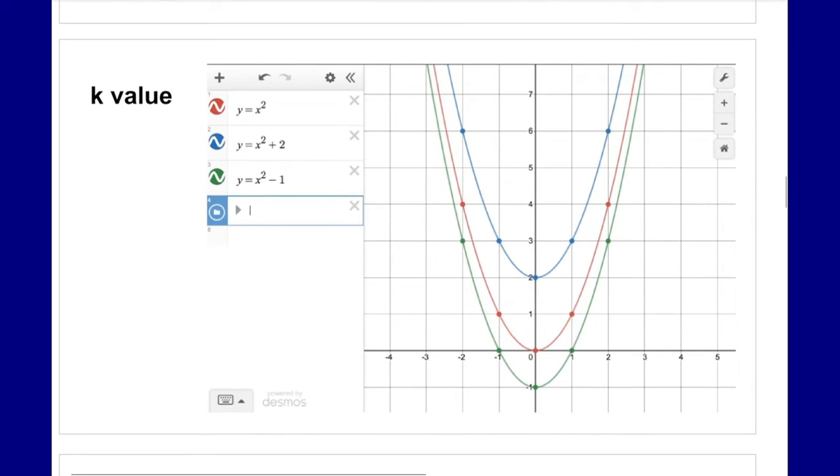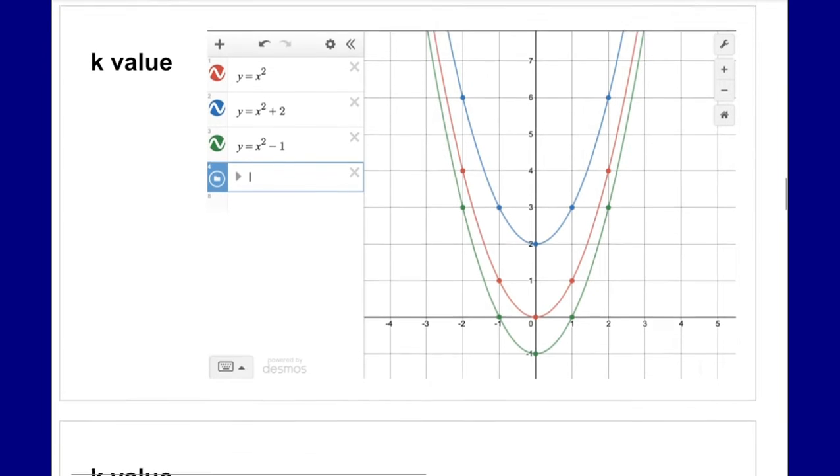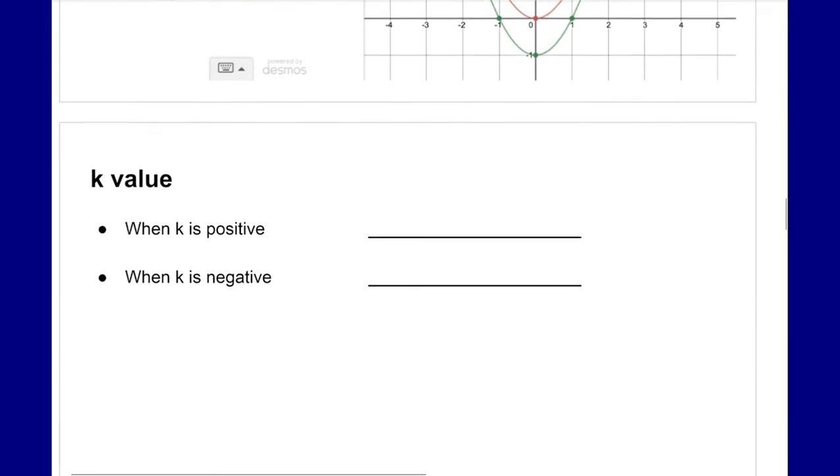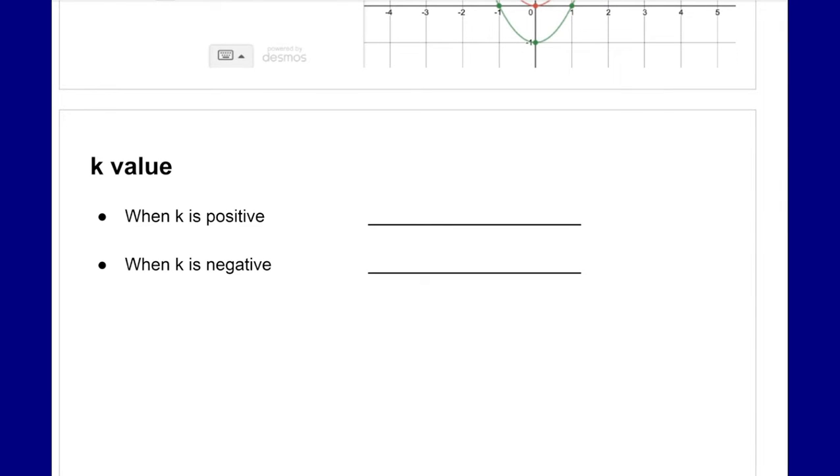If we look at the k value, again, the red graph is our original graph. We can see how the blue and the green one have changed. Again, this one should be a little bit more obvious than some of the other ones. When k is positive, we have what we call a vertical translation up, or you could just say it shifts up. When k is negative, a vertical translation down, or just shifts down.